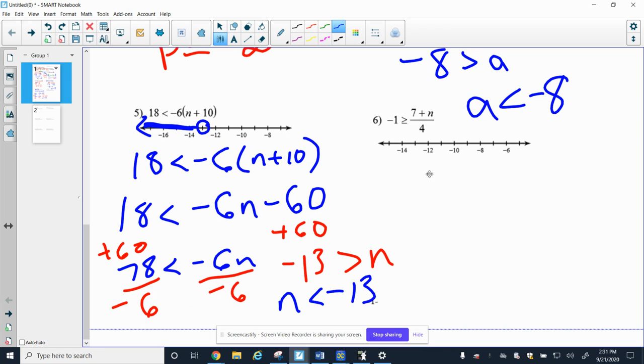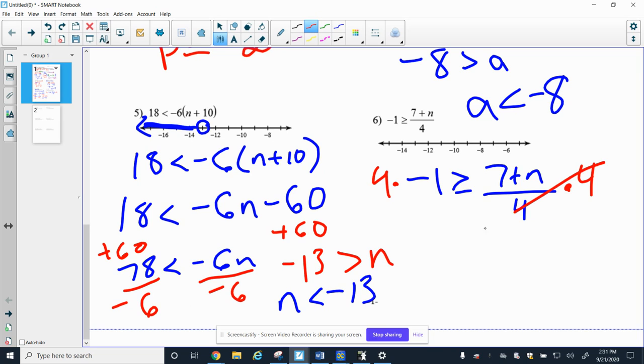6. Okay, let's rewrite it. -1 greater than or equal to 7 plus n all over 4. We haven't seen that many like this. Okay, so everything's getting divided by 4. Easiest way to deal with that, when we're dividing everything by 4, would be to multiply both sides by 4 to get rid of this dividing by 4. Those would cancel. 4 times -1, that would be -4, greater than or equal to 4's cancel, so we're left with just 7 plus n.